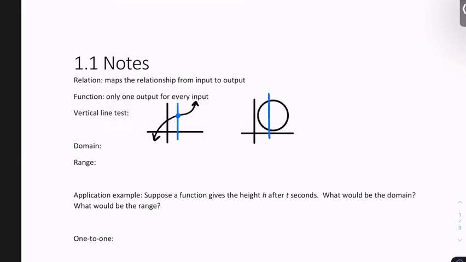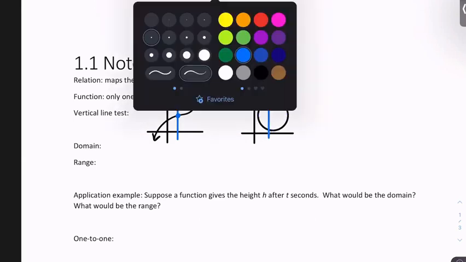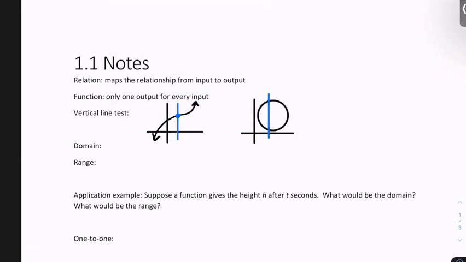draw a vertical line. Anywhere I put that vertical line, it's going to cross more than once. Except for at the very end, if it doesn't pass the vertical line test, even in just one spot, then it's not a function. You can see right there, for this one x value, which is the input, there are two outputs, that one and the one up there.